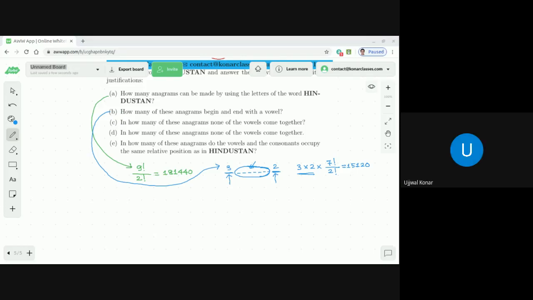None of the vowels come together. How to approach that problem? None of the vowels can come together. How to start? I don't get it. Okay, we'll discuss this thing.